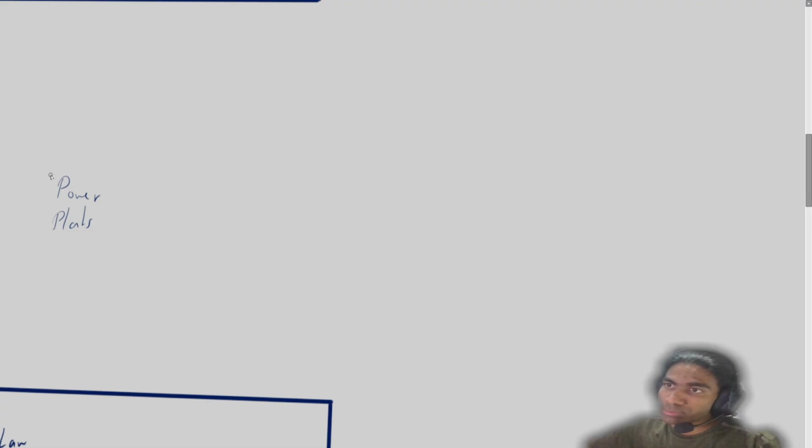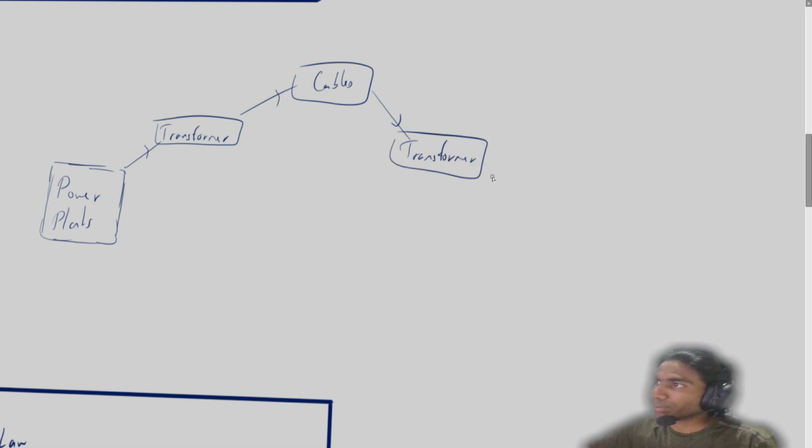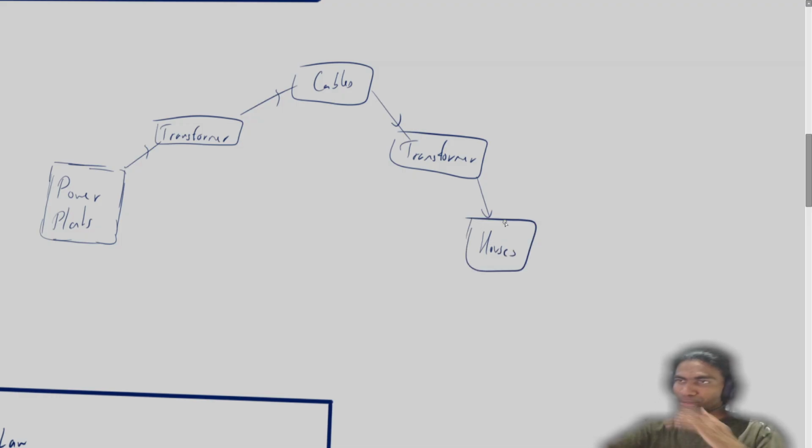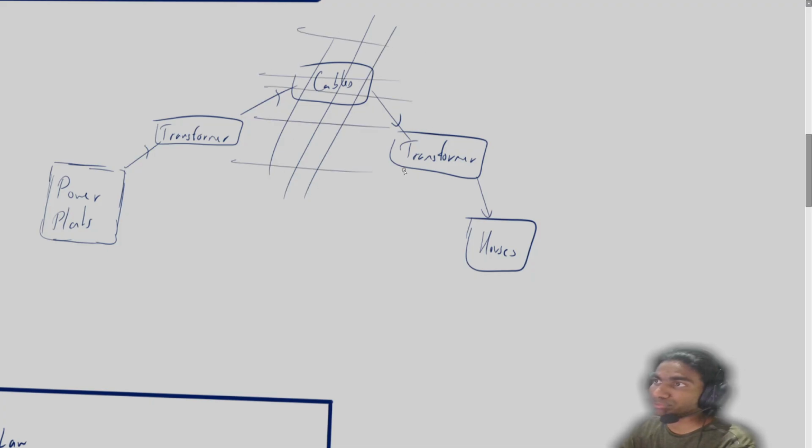But what these power plants do is, once they produce that energy, it is sent through a device called a transformer. And then it's sent through cables, through which it is sent through another transformer back to our houses. Okay, so this is the pathway of how energy is transferred from the power plants towards our houses. And the cables here tend to be very complex. They're a long grid of cables that stretch throughout the country.